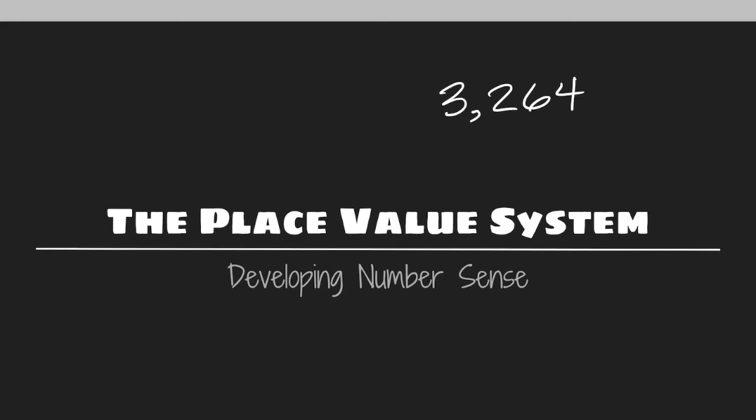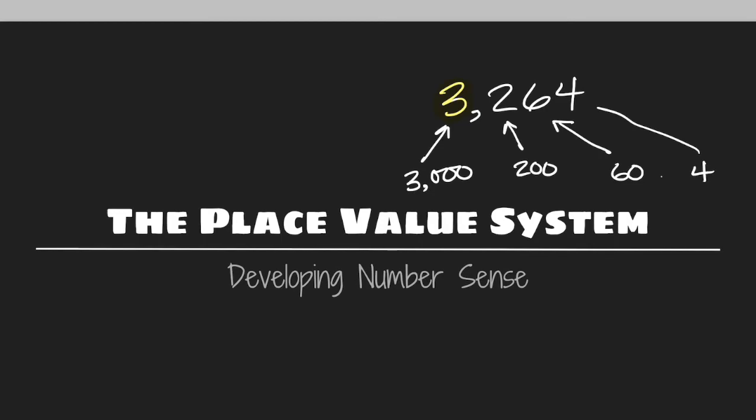And it can be a lot of different things. We know that this 3, as we look at it, well, what all can 3 be? Well, 3 represents 3,000. Our 2 represents 200. Our 6 represents 60. And my 4 represents 4 ones. And we can see right there, just by breaking that apart, that that's expanded form.